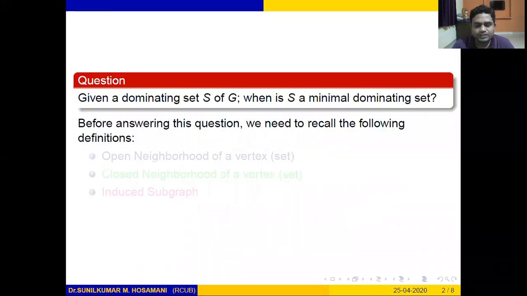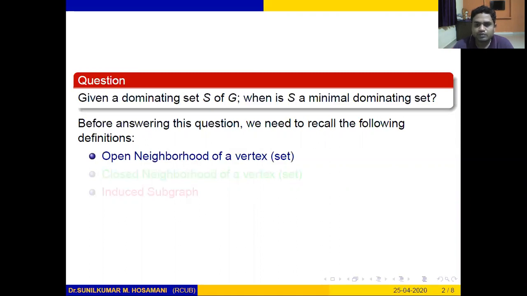So it's a natural question: for any given dominating set S of G, when is this set S a minimal dominating set? Because we know that every vertex set of a graph is a dominating set, the importance here is for minimal dominating sets. For that reason we need a characterization theorem for minimal dominating sets. Before answering this question, we need to recall the following definitions.